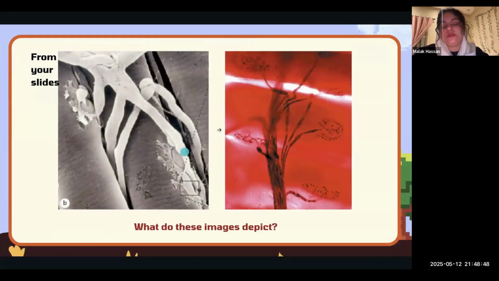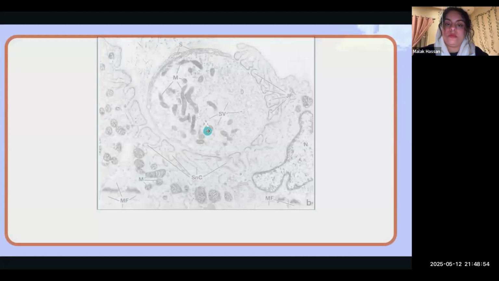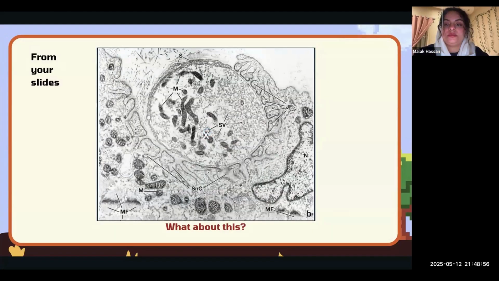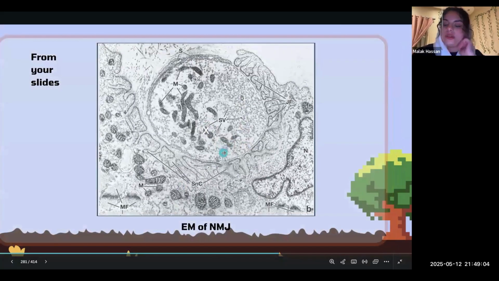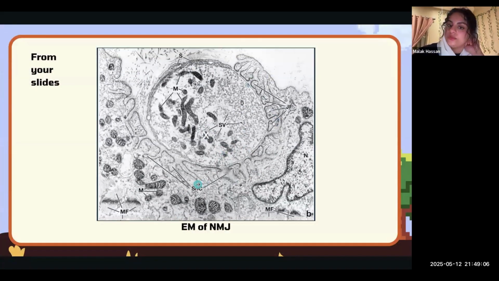Now, what do these images depict? This is from your slides. These are motor units. Now, what is this? This is the electron microscopy of the neuromuscular junction. And these are the junctional folds.